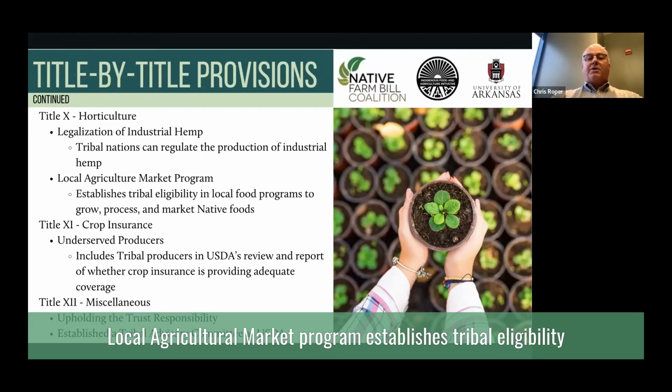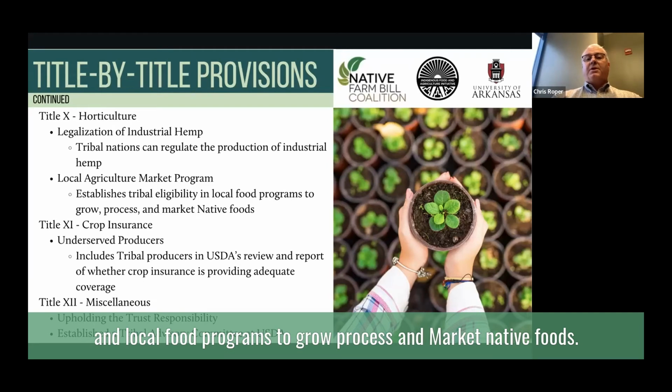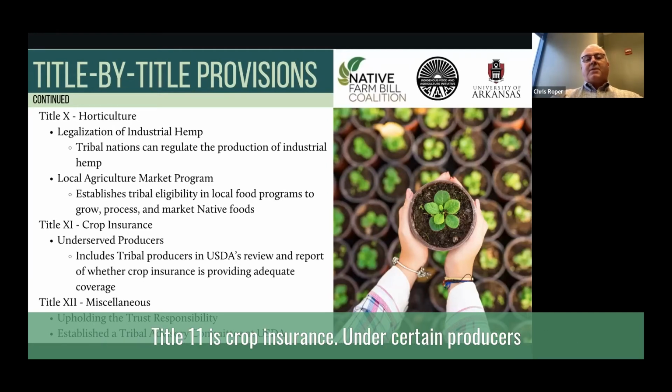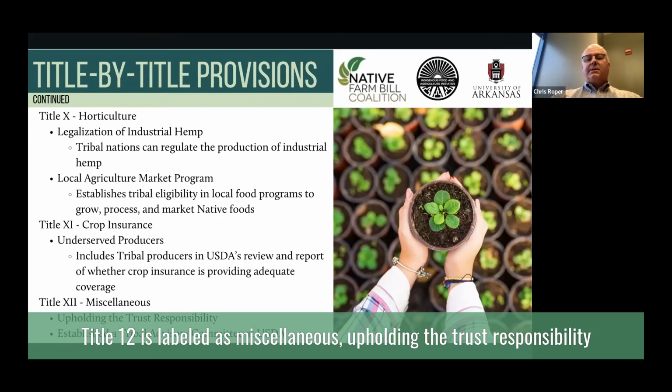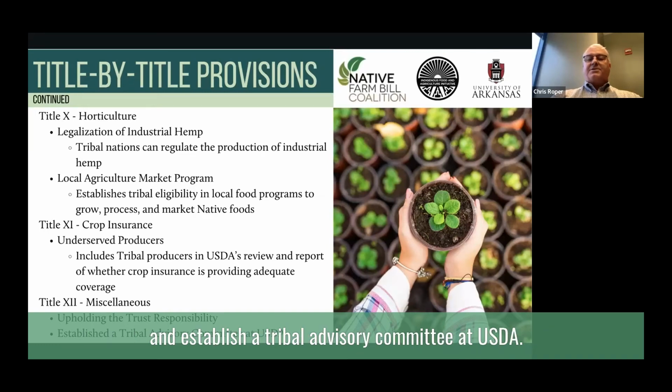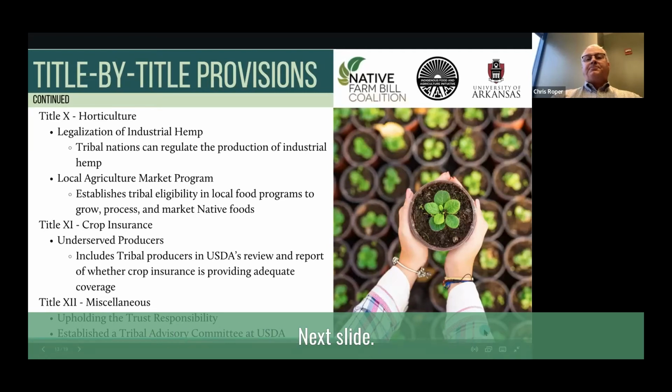Local agricultural market program establishes tribal eligibility and local food programs to grow, process, and market native foods. Title XI is crop insurance, underserved producers, includes tribal producers and USDA's review and report of whether crop insurance is providing adequate coverage. Title XII is labeled as miscellaneous, upholding the trust responsibility, and establish a tribal advisory committee at USDA. Next slide.